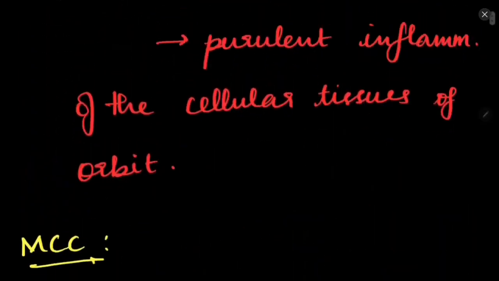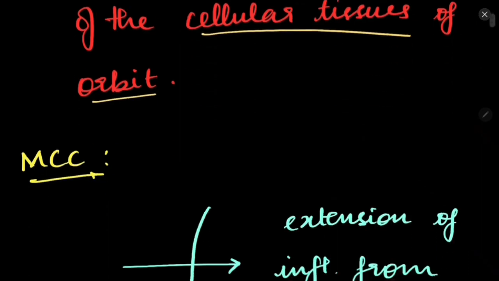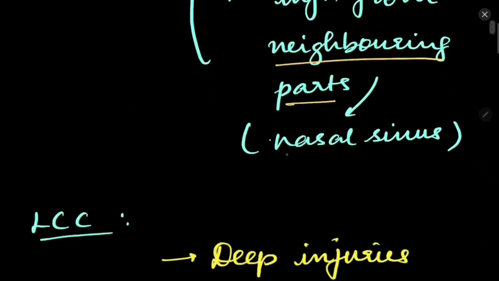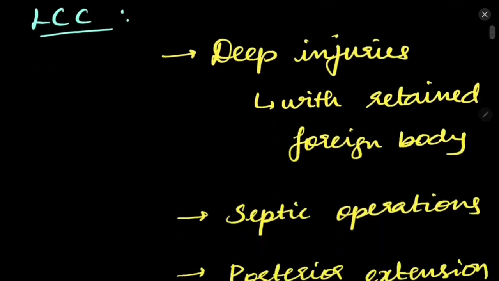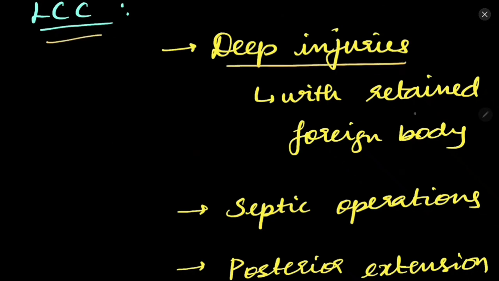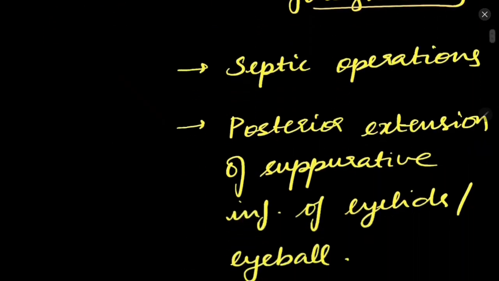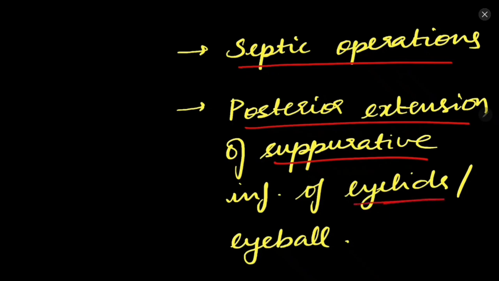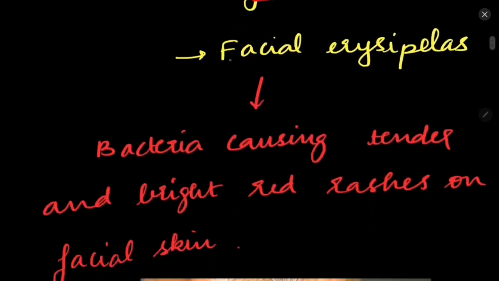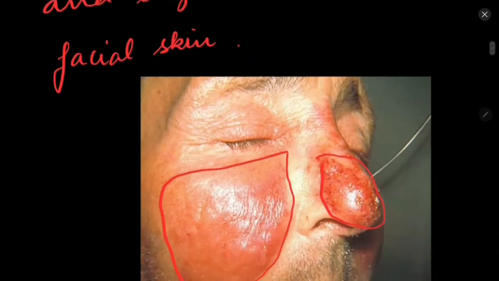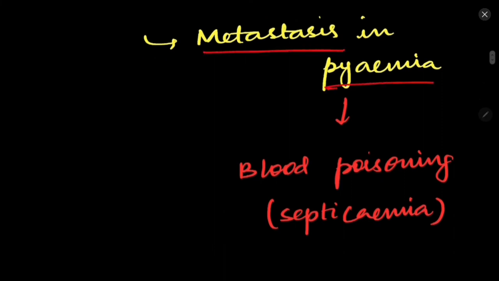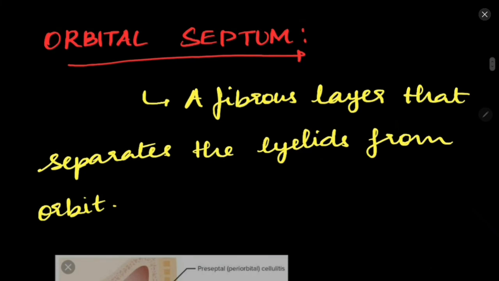Orbital cellulitis is a purulent inflammation of the cellular tissues of the orbit. The most common cause could be extension of inflammation to the neighboring parts, especially from the nasal sinuses. The least common cause could be deep injuries with retained foreign bodies, or septic operations. It could be due to posterior extension of suppurated inflammation from the eyelids or eyeball. It could also be due to facial erysipelas, a bacterial infection which causes bright red rashes on the facial skin. And metastasis in pyemia, which is blood poisoning, septicemia.